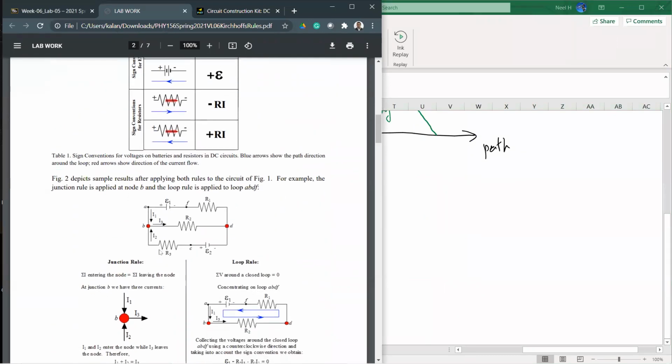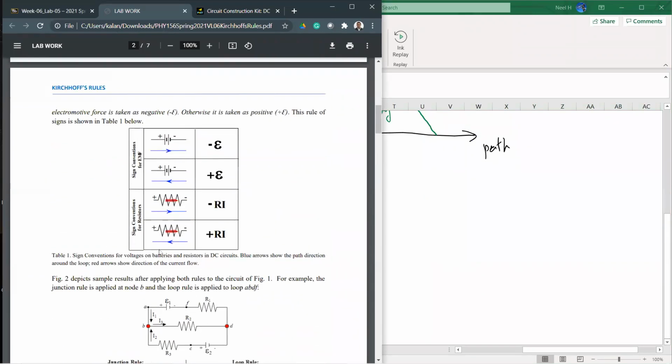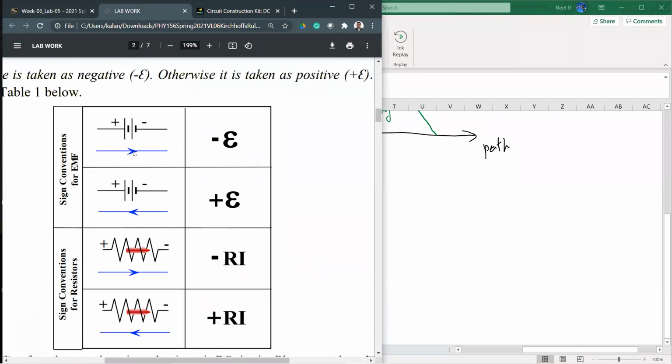The sign rules are summarized right here on page number 2 of your lab manual, okay? If I have a battery and I go from the positive to the negative side, this blue line is the loop direction, okay? Where are you moving? If I move from positive to negative, then the battery voltage comes with a negative sign, because I'm moving from high potential to low potential, so the final is lower. Because of that, I have to use a negative sign for the battery voltage. But if I go, as I did earlier in my example, from negative to positive, the battery voltage is just positive, okay?